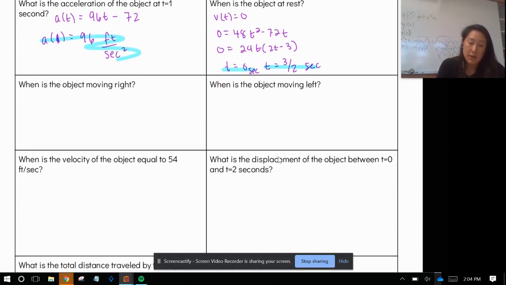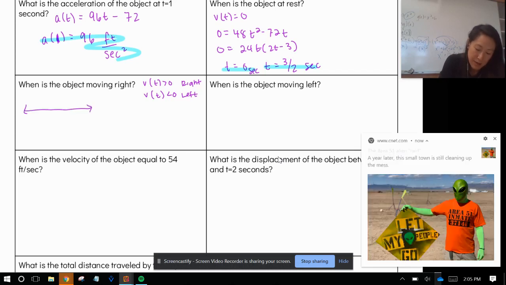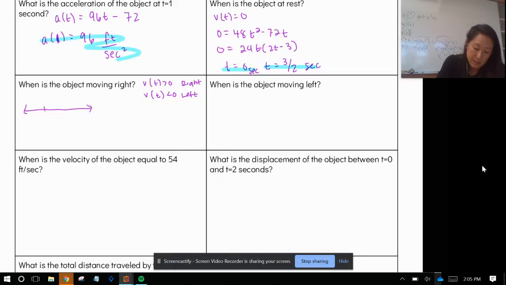When is the object moving to the right? When the velocity is positive, when v of t is greater than 0, we move to the right. And when v of t is less than 0, we move to the left. So we can set up a number line test. My velocity is 0 at 0 and 3/2, and I'll test v of negative 1, v of 1, and v of 2.